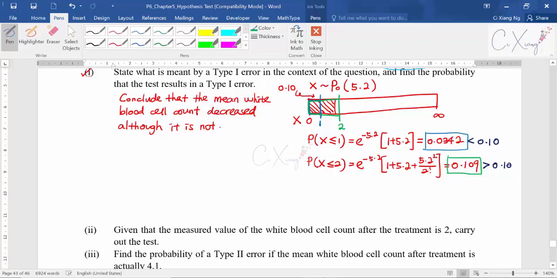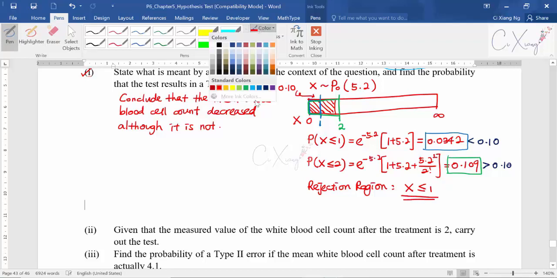So again, 0, 1, and 2 here, very obvious, you can see that the 0 and 1 are under the rejection region and the 2 is at the acceptance region. Therefore, your rejection region will be x smaller equals to 1. Alright, so you already decide your rejection region now.